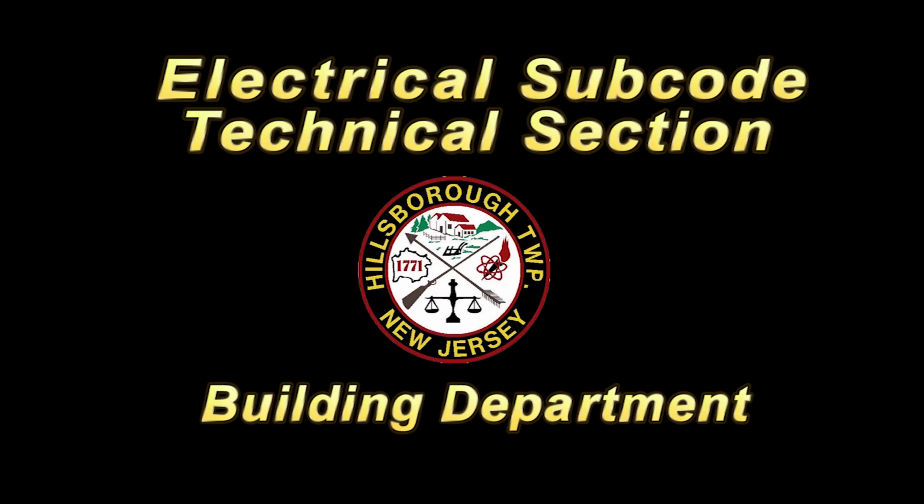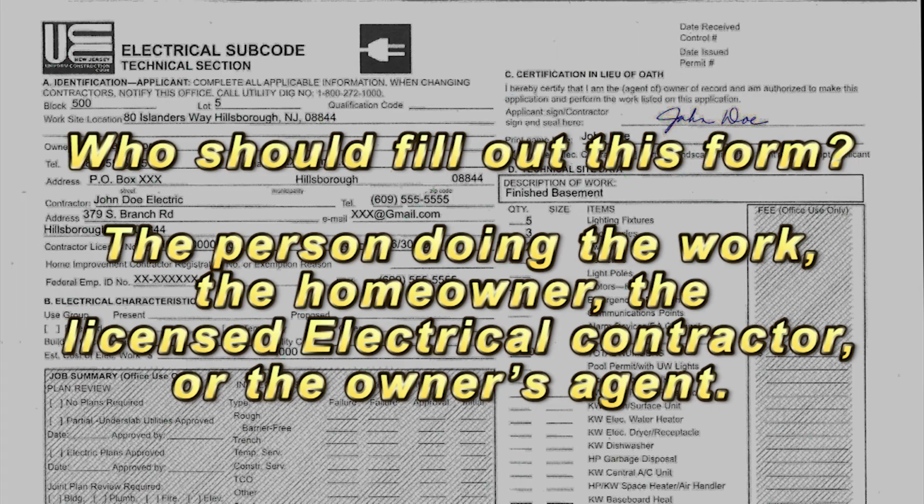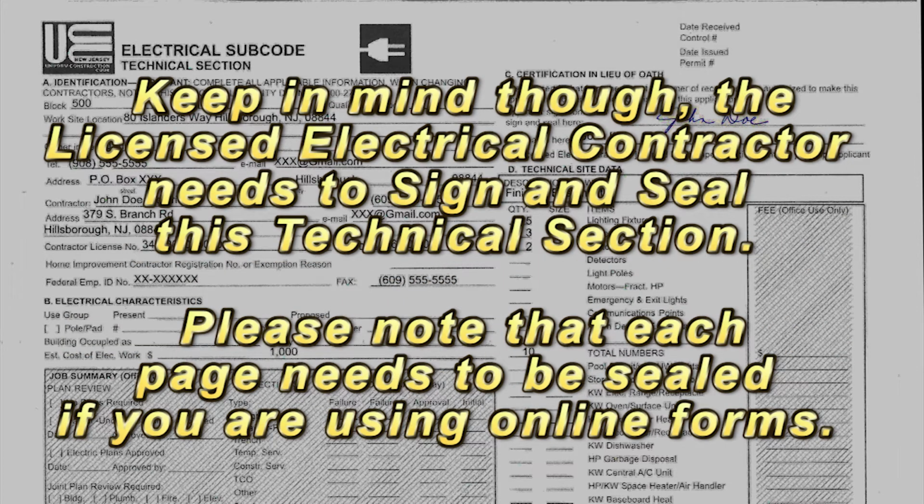Today I will be explaining how to fill out the electrical subcode technical section for an owner-occupied single-family dwelling. You may be wondering, who should be completing this electrical technical section? Well, it should be the homeowner, the licensed electrical contractor, or the owner's agent. Keep in mind, though, that the licensed electrical contractor needs to sign and seal this technical section.